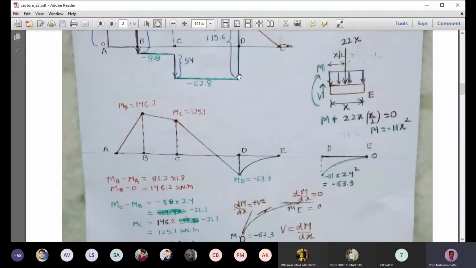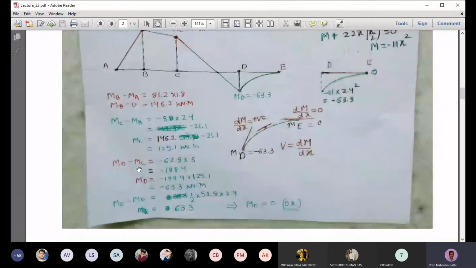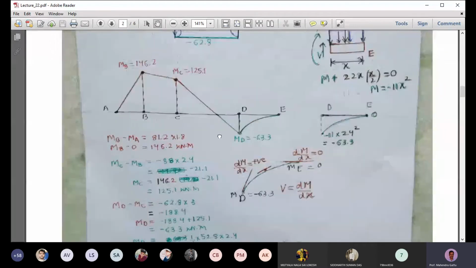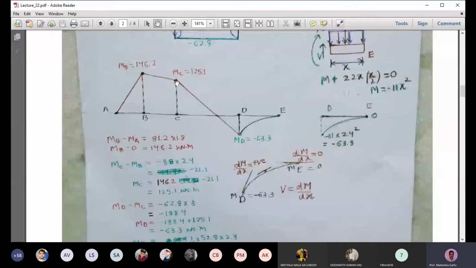Now next we'll calculate what is MD. Again, we'll calculate the area under the shear force diagram between C and D. So the area will be minus 62.8 into CD. So we'll have MD minus MC is minus 62.8 into CD, which is 3 meters. So we'll get minus 188.4. MC is 125.1. If you do that calculation, minus 188.4 plus 125.1, we get minus 63.3. So the bending moment is now negative. It has gone below the x-axis, the beam axis. So here we have MC 125.1 and MD is minus 63.3.